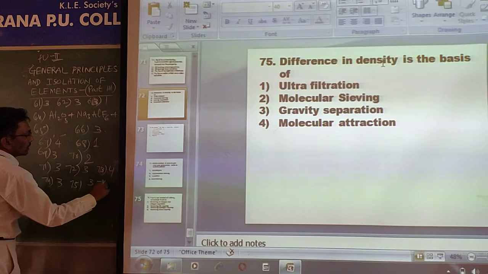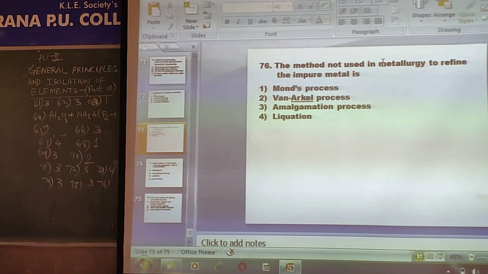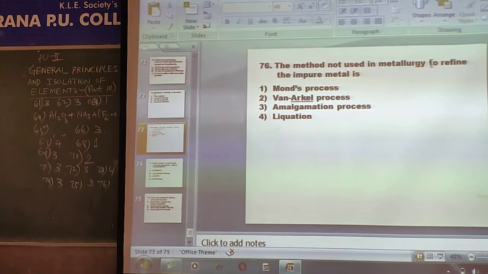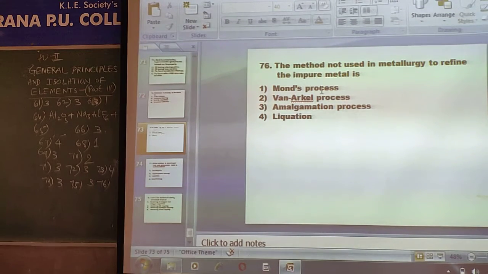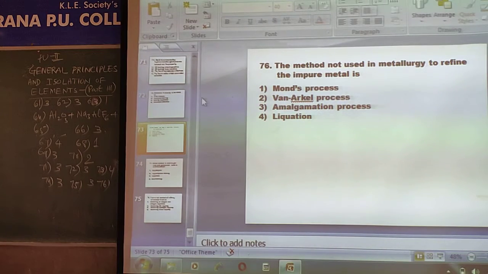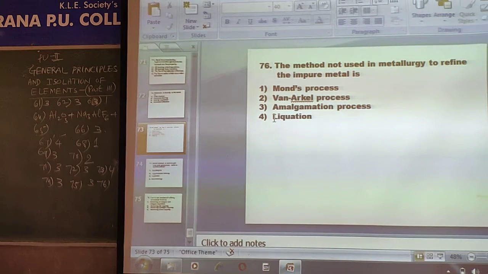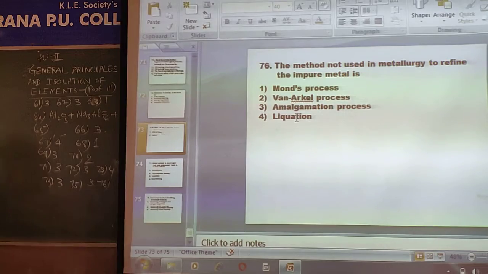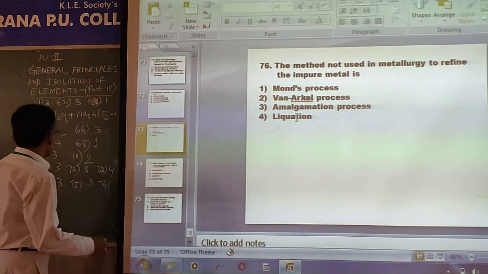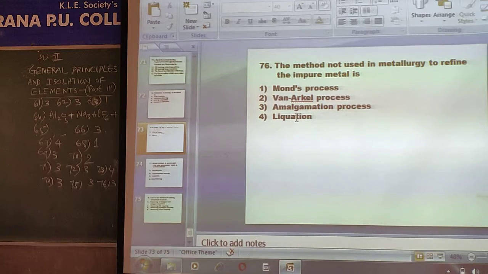Third option, 76. Come to 76. The method not used in metallurgy to refine the impure metal is, yes, not used in metallurgy. Mond process for nickel, that is correct, dear students. Van Arkel method, zirconium, titanium, correct. Amalgamation is an alloy formation, which is difficult, dear students. In liquation, the metal is converted into liquid and impurities are separated, hence amalgamation is not helpful in this case. So 76, the third option is not a method to extract or to refine the metal.